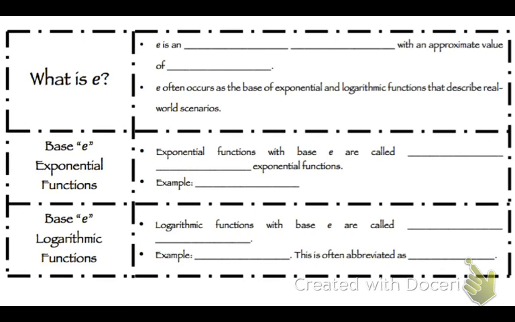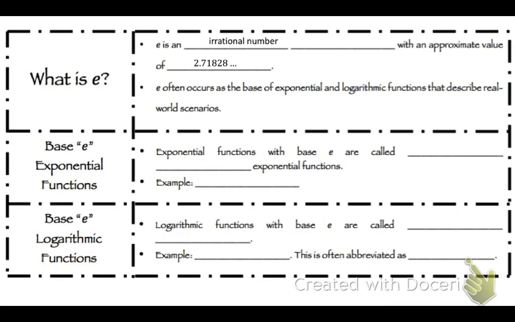So what is e? Well, you should have watched that little video about where e comes from. I know a lot of that stuff we haven't really learned yet, but e is an irrational number that has an approximate value of 2.71828. And e occurs as the base of exponentials and logarithms that describe real-world scenarios. So it pops up in the real world a lot. Kind of weird, but it's kind of like pi, just pi is more well-known, and then e.